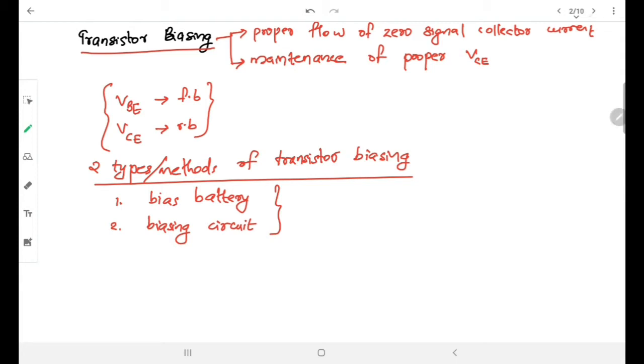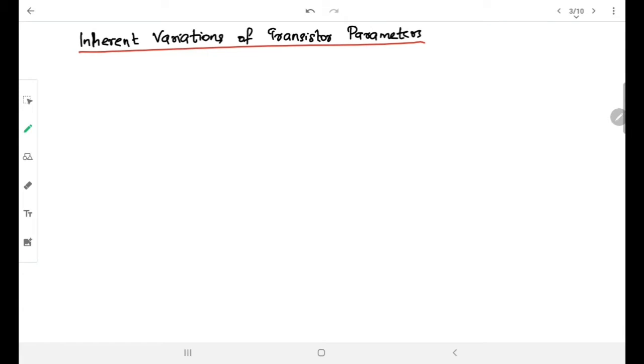Now we are discussing the inherent variations of transistor parameters. Which transistor parameters undergo variations? You all are familiar with the transistor parameter beta. What is beta? Beta is the current gain. Current gain means output current by input current. In the case of a common emitter amplifier, beta is equal to IC, the output current, by the input current IB. So beta is equal to IC by IB.